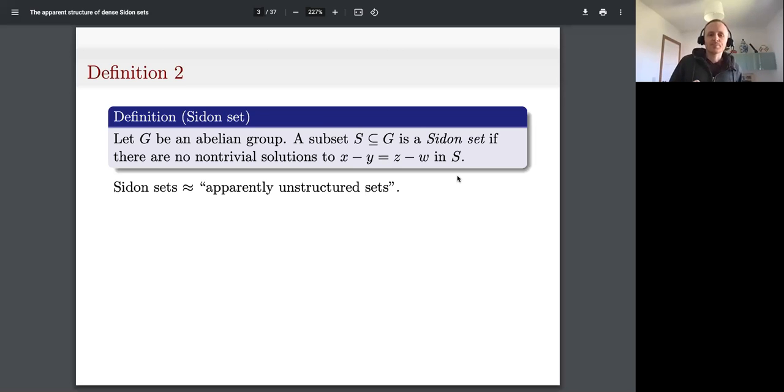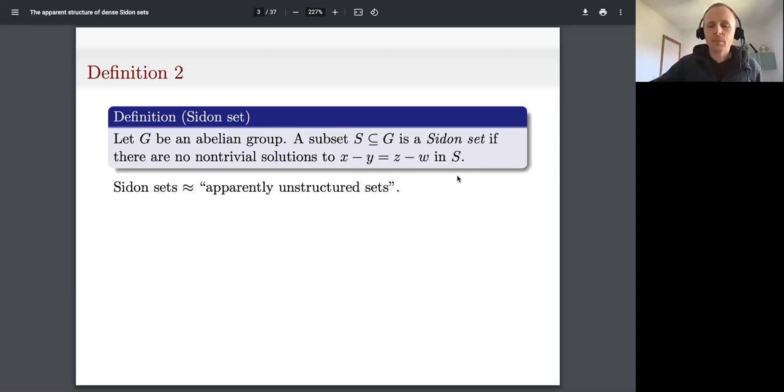But it's a bit of a paradox, therefore, that if you ask for a Sidon set which has nearly as large as possible size, then it seems like it has to be structured again. In all the examples we know, there's a strong algebraic structure. So that's what I want to talk about.